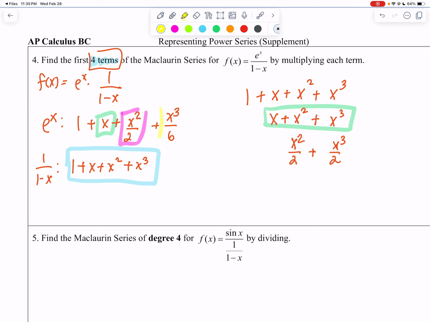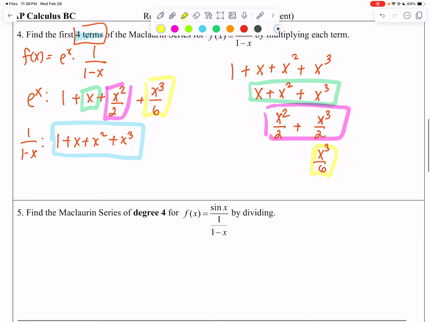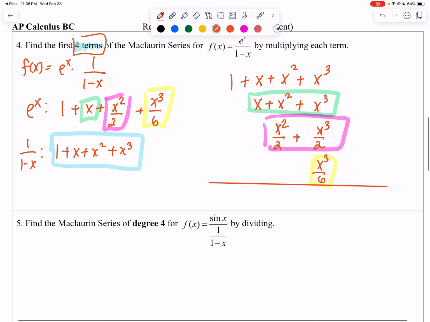And then I have x to the third over 6, which is going to be in yellow. And I am just going to multiply that by 1. So that's going to be x to the third over 6 in yellow. Because anything else is going to be an exponent greater than 3, and we don't know that. Once you have everything, you're just going to add each column.